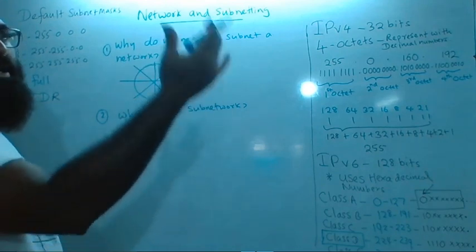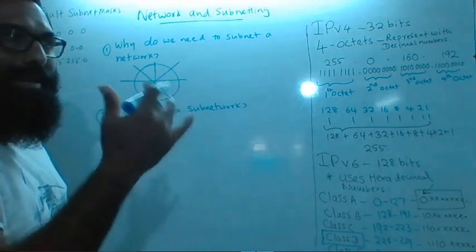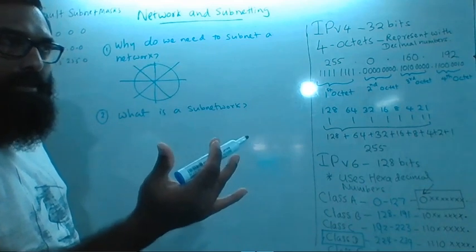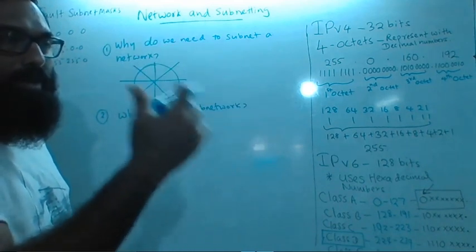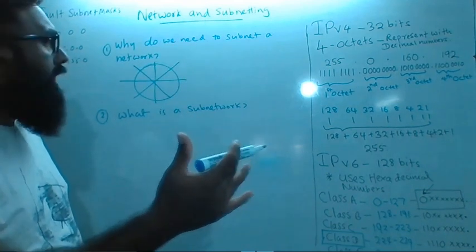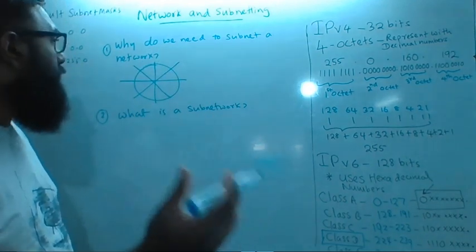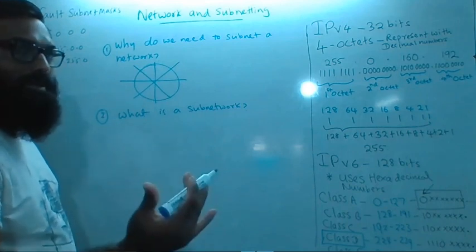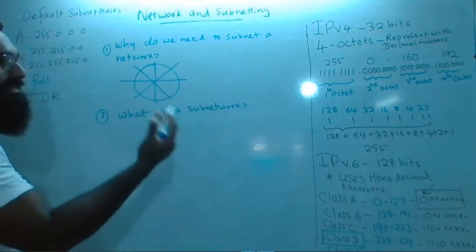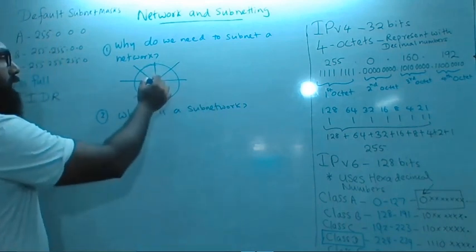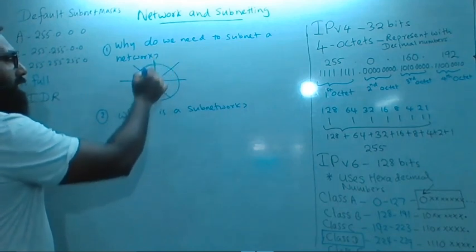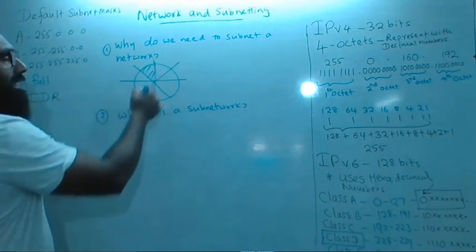You have a huge network, and to manage it properly, for security purposes, for organizations, for performance, you have to divide it. That is what we call subnetworking. Here you have some pieces, so you can easily manage them.